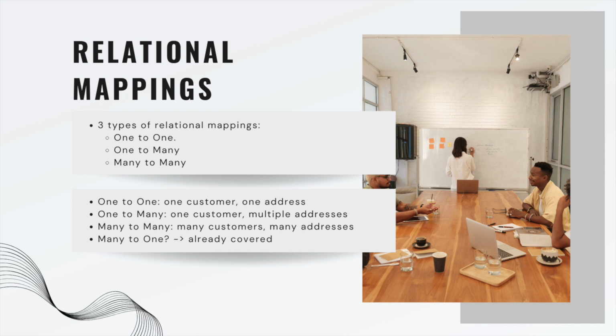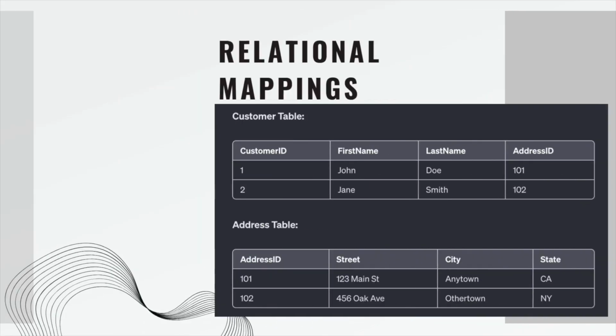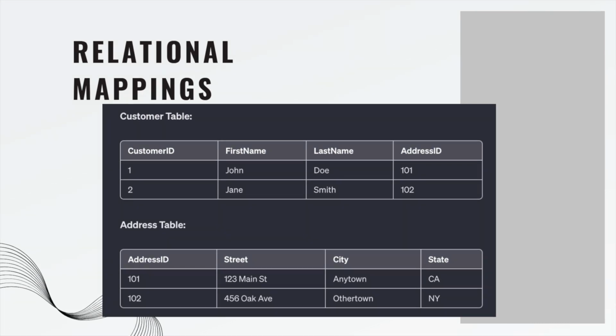And you may have noticed that I did not cover a many-to-one relationship. Well, this is actually the same as a one-to-many relationship. It's just the inverse. So whatever you would do for a one-to-many, you would just do the opposite for a many-to-one. So this is what our table is going to look like. They're going to be very simple. We have a customer table and an address table.